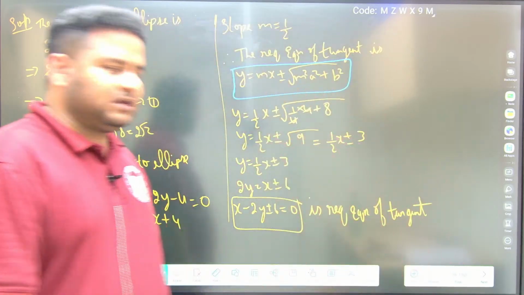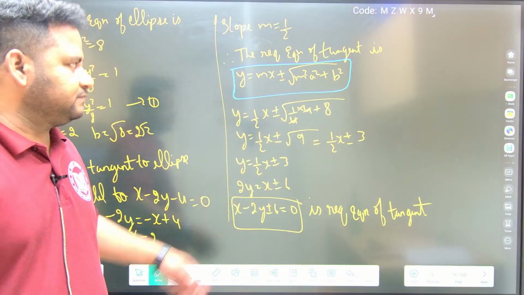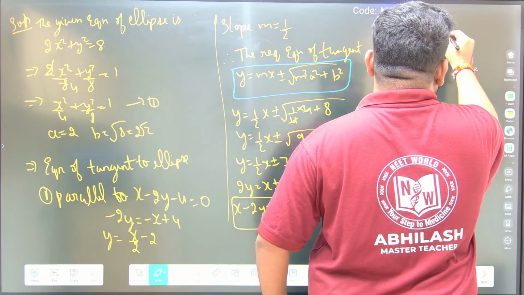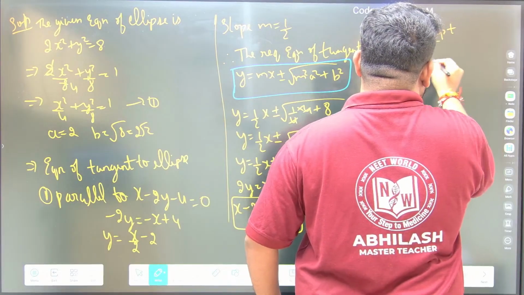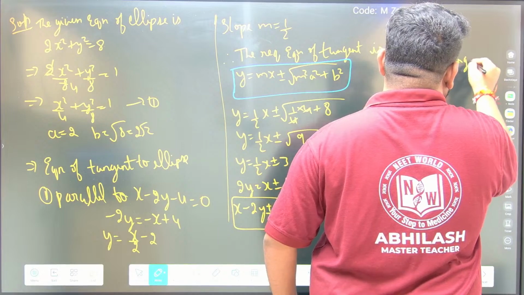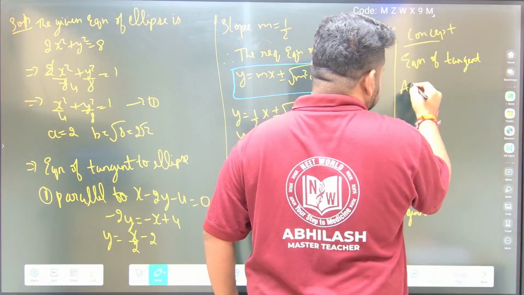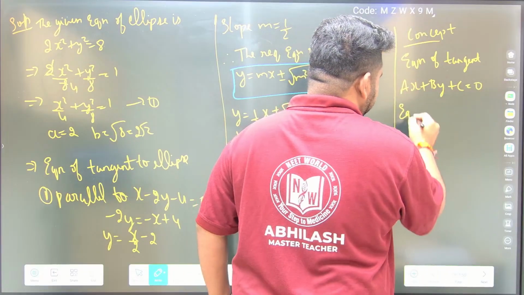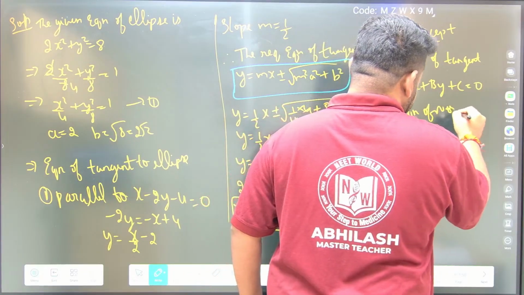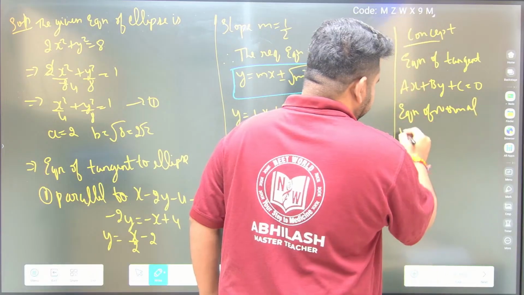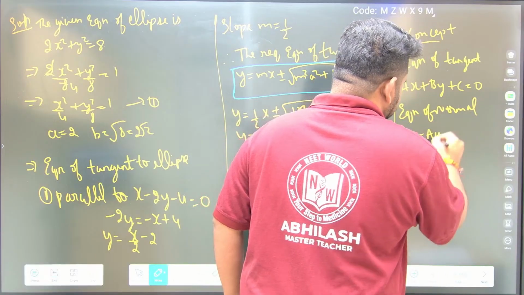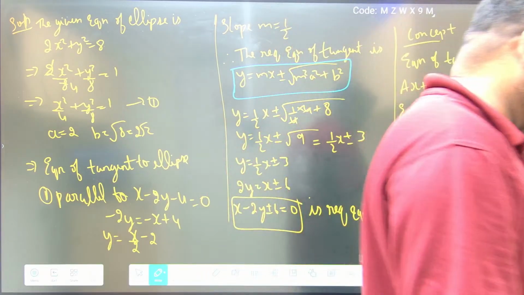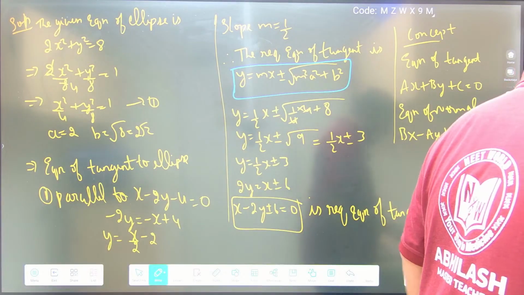If they ask for the normal, it is the same thing. I will write the concept: if the equation of tangent is ax plus by plus c is equal to 0, then the equation of normal will become bx minus ay plus k is equal to 0. You have to make a note of this.